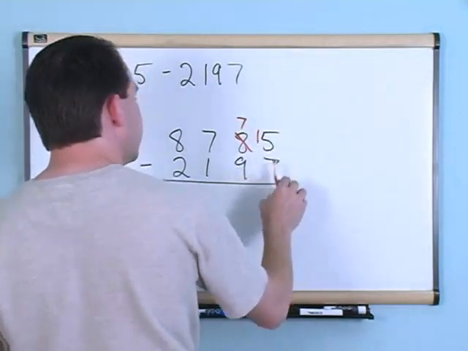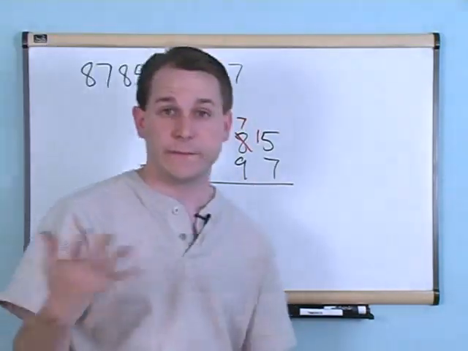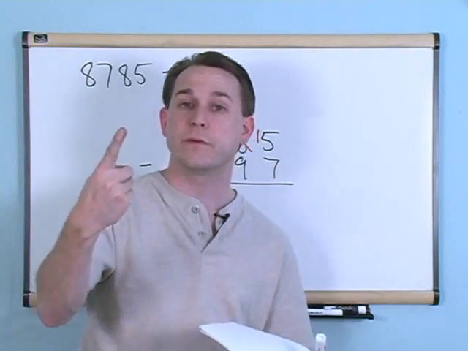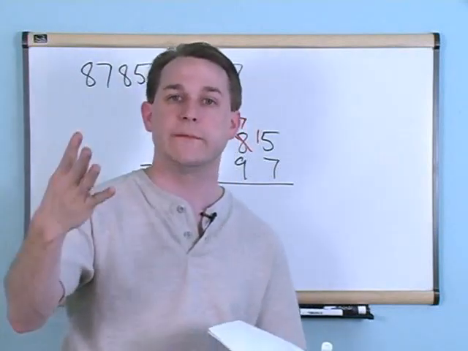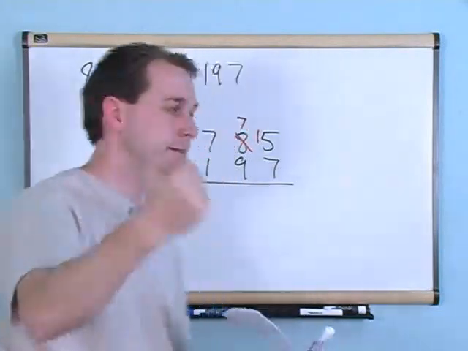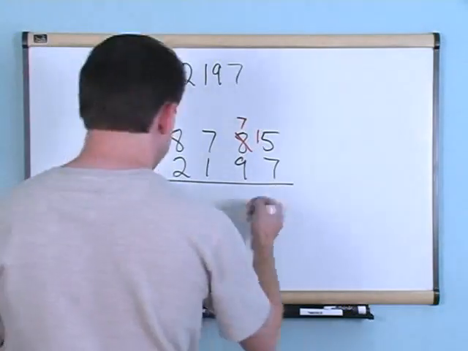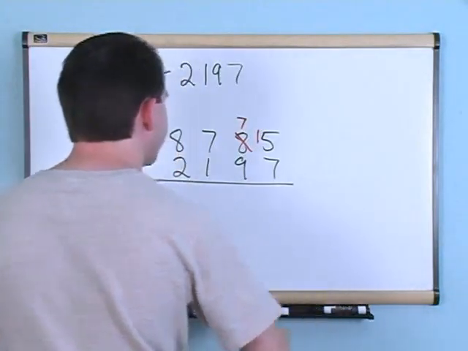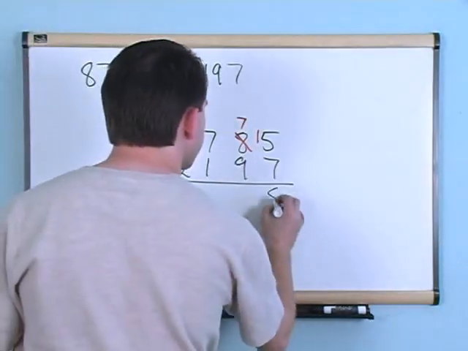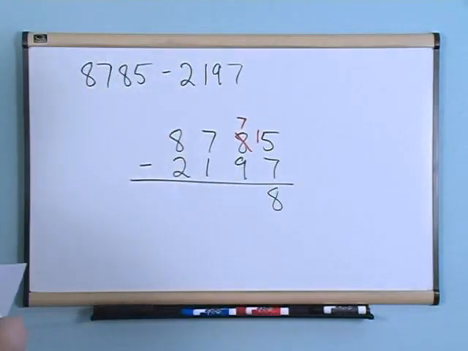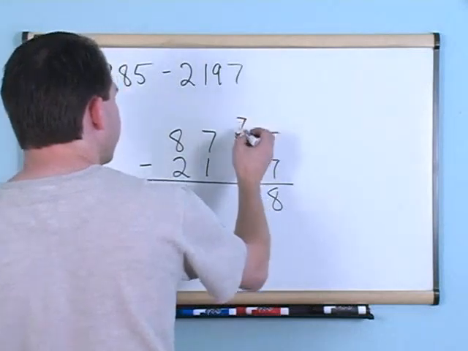Now I can do 15 minus 7, starting at 15, 14, 13, 12, 11, 10, 9, 8. Okay? So I'm going to have 8 right here. 15 minus 7 is going to give me an 8. Okay? Now let me work in this column, 7 minus 9.